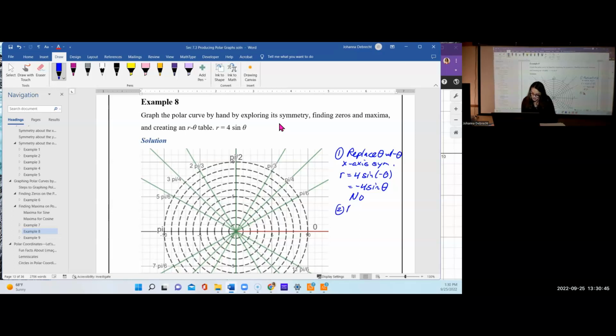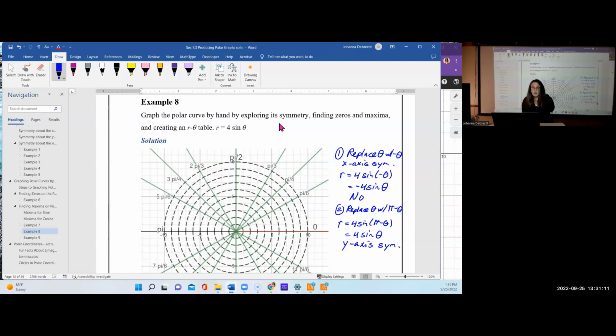Checking the second one, we're going to replace theta with the supplementary angle pi minus theta, but in this case, it does work for sine. So we have r equal 4 sine of pi minus theta, which turns out to be the same as 4 sine of theta. So it's exactly the same equation. So we do have y-axis symmetry.